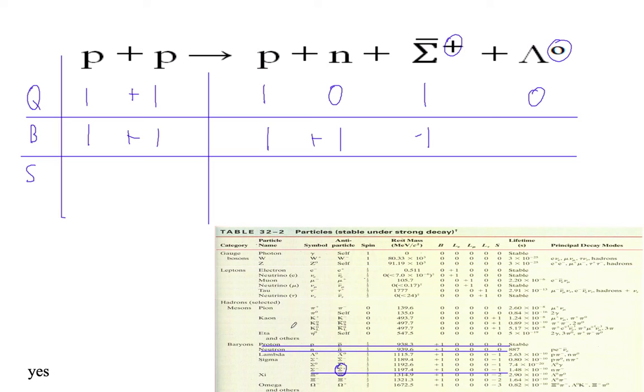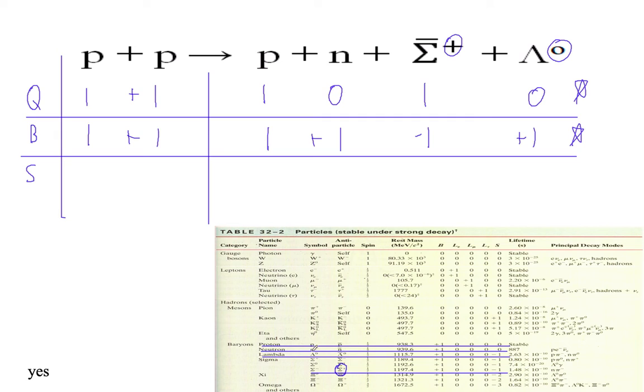Okay, and then let's look at our lambda naught. And the lambda naught is the matter particle. Okay, so that is a +1. So to me, it looks like charge works, right? We have 2 = 2. Baryon number works. We have 2 = 2. Let's look at strangeness.